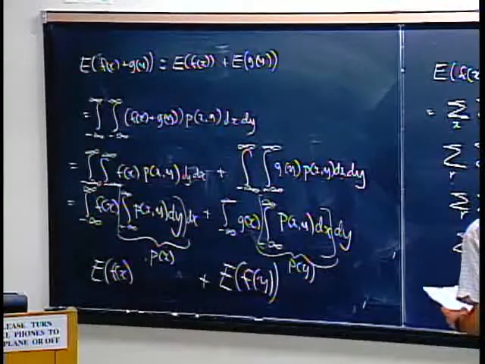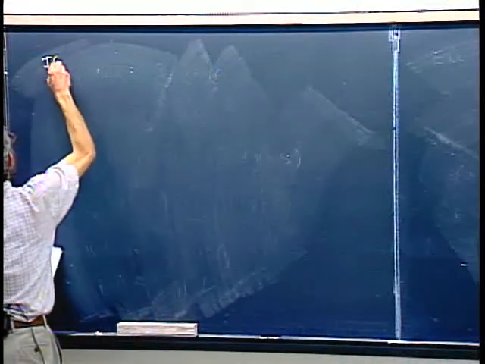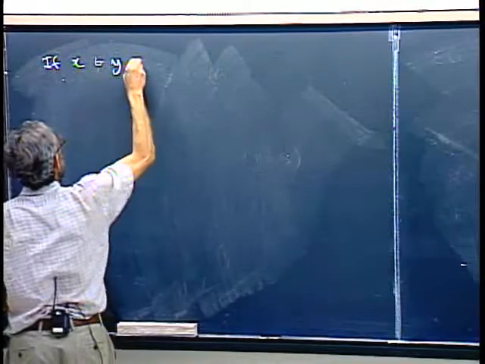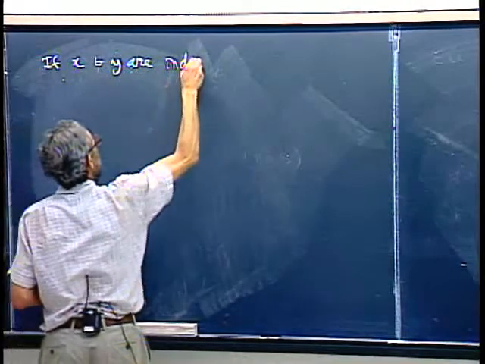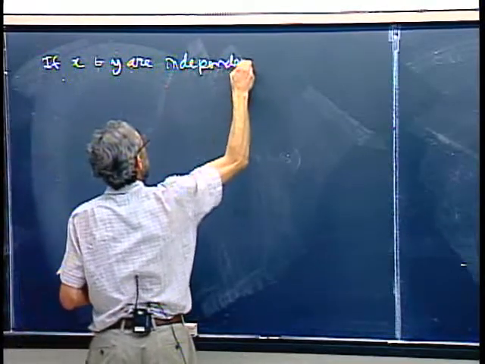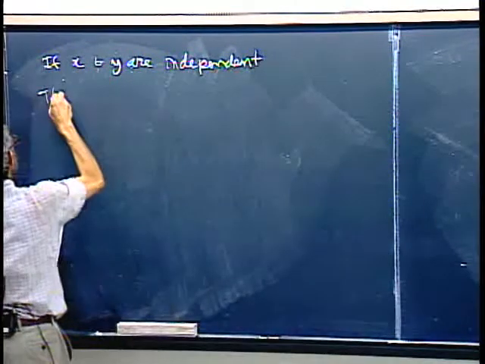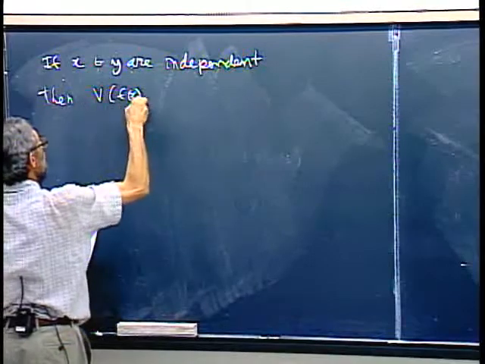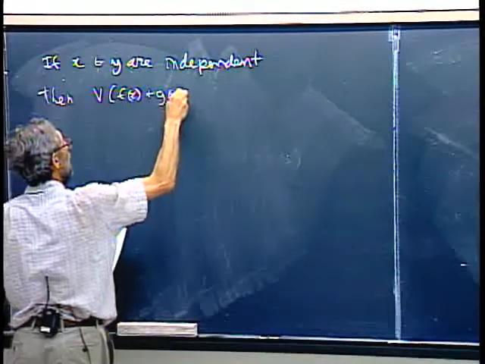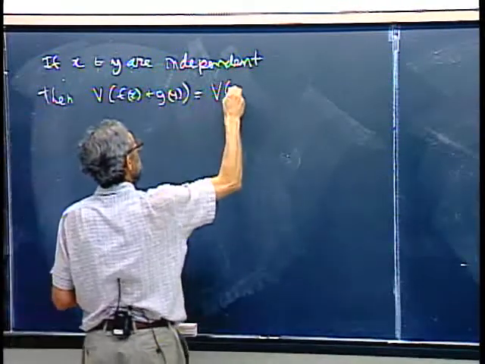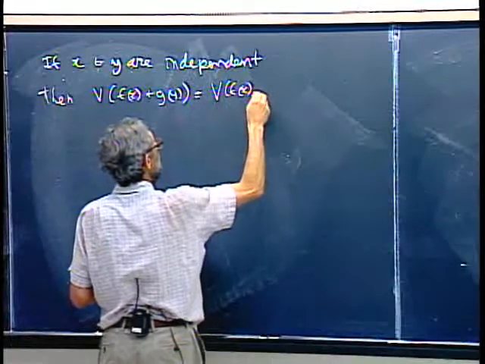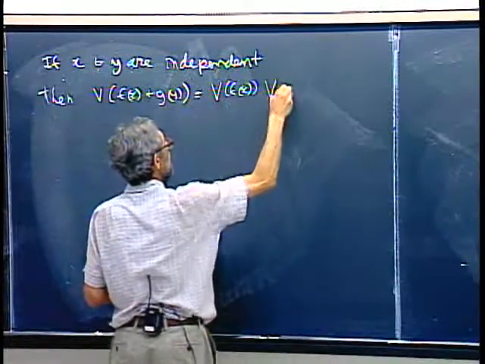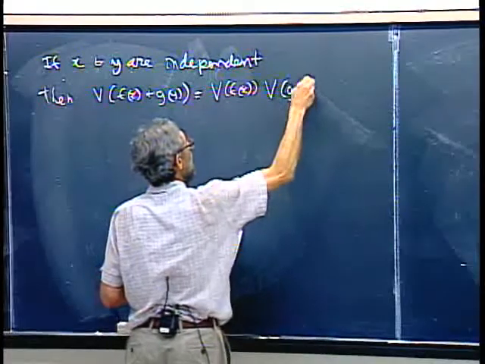We're going to use the facts that we had. I'm not going to prove it, but if x and y are independent, then the variance of f of x plus g of y equals the variance of f of x plus the variance of g of y.